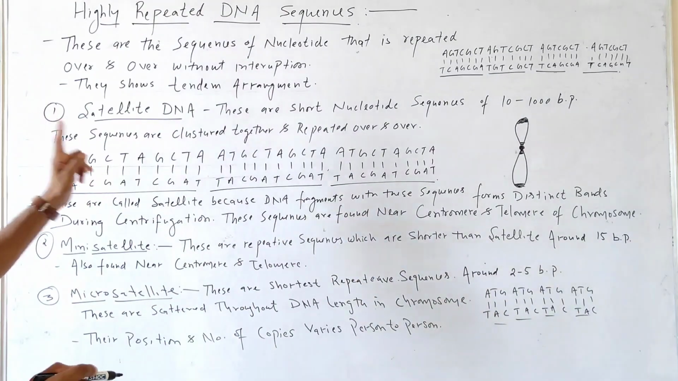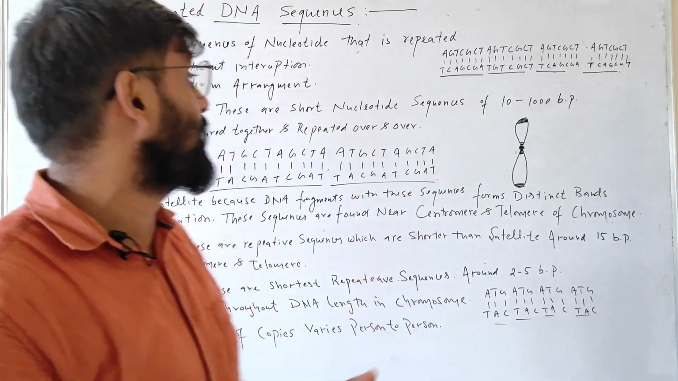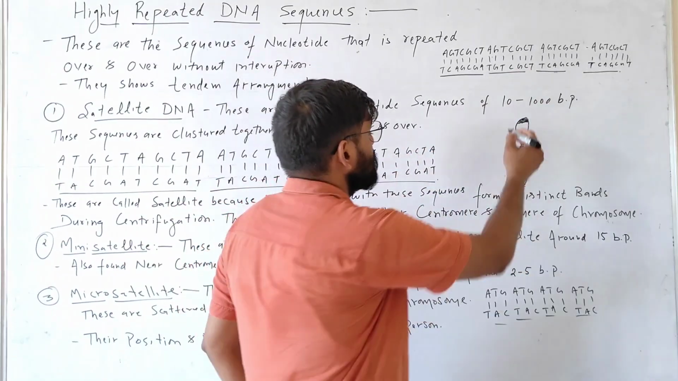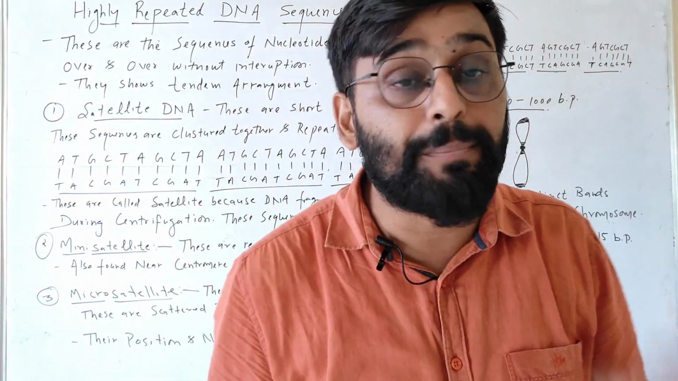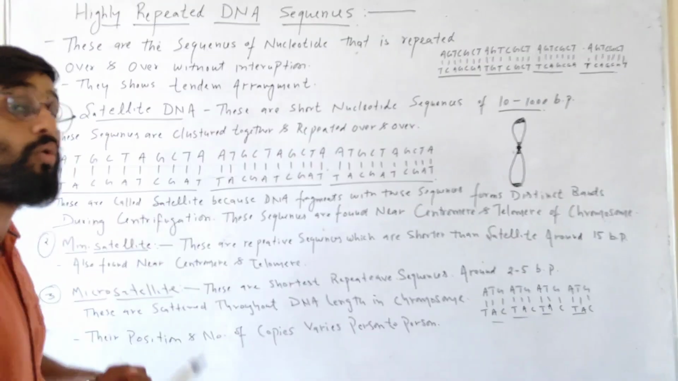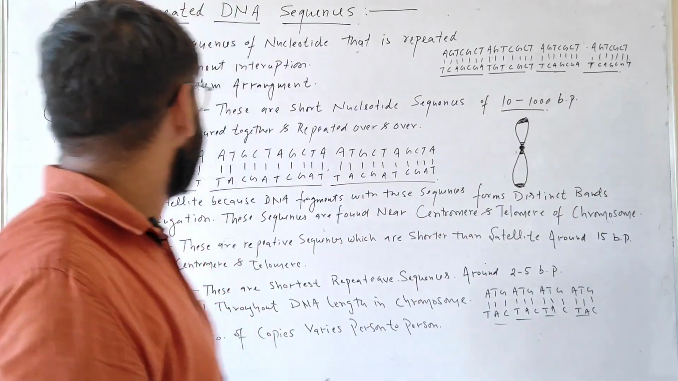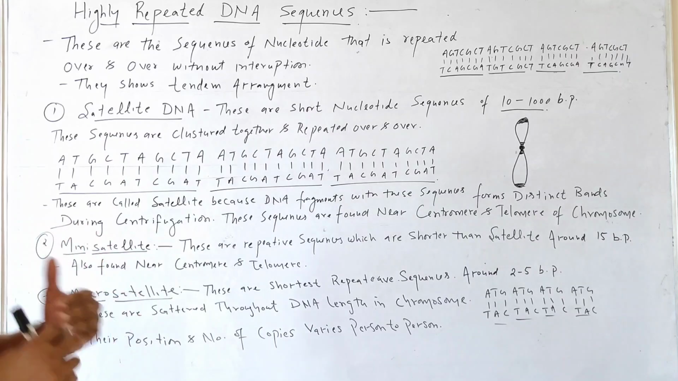First is satellite DNA. These are short DNA sequences, short nucleotide sequences of 10 to 1000 base pair. These short sequences are repeated over and over in tandem manner without interruption. These sequences are clustered together and repeated over and over.